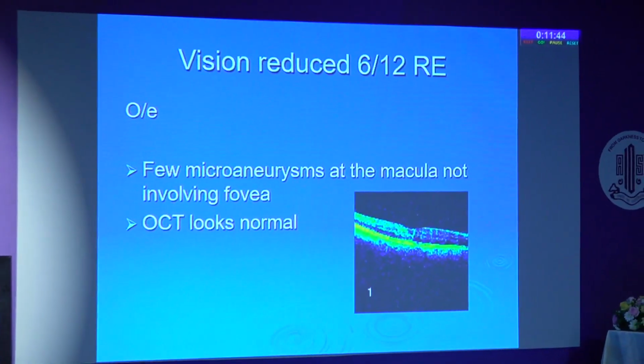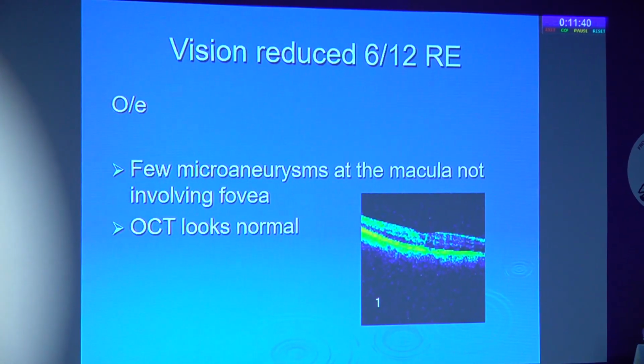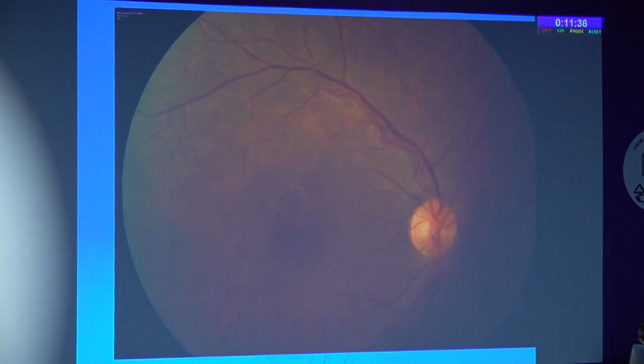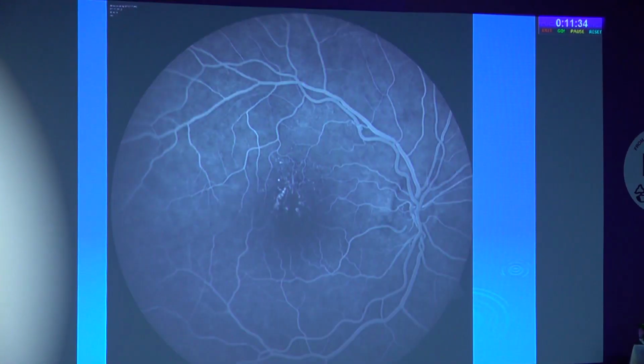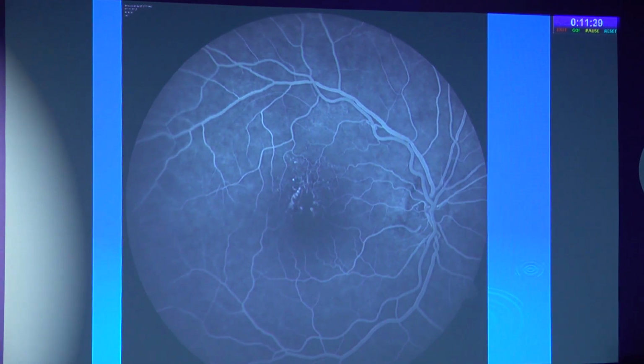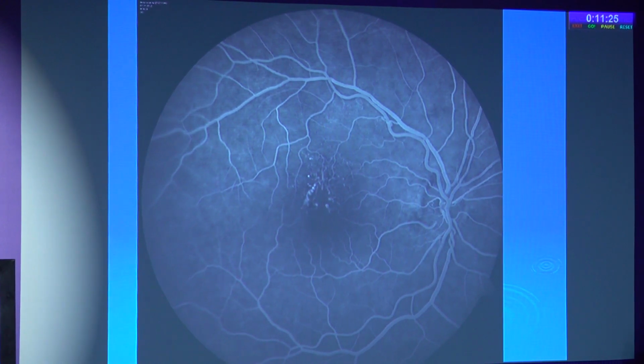So this patient had the vision reduced to 6/12, few microaneurysms at the macula. It was not involving the fovea, and the OCT also did not show much edema corresponding to the 6/12 vision. But the fluorescein angiogram gave us the answer. You can see that in the area of the clustering of the microaneurysms, can you see that the capillary network is broken there? It's a small tributary vein occlusion that looked like mild diabetic retinopathy.